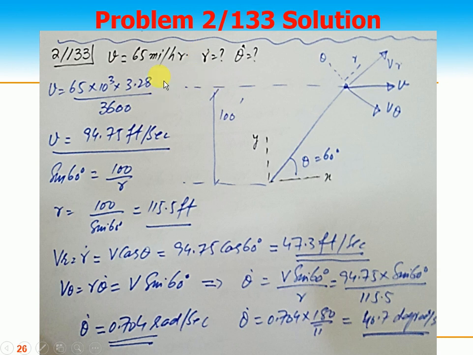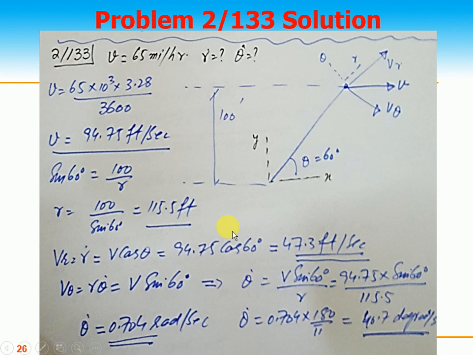First of all, I convert this velocity in miles per hour into feet per second. It is 65 times 1.6 times 10 to the power 3, because 1 mile is equal to 1.6 kilometers, and 1 meter is equal to 3.28 feet, divided by 3600, you will get 94.75 feet per second. Next we move to sine of 60. I need to find r. Sine of 60 is equal to 100 by r, so r is equal to 115.5 feet.